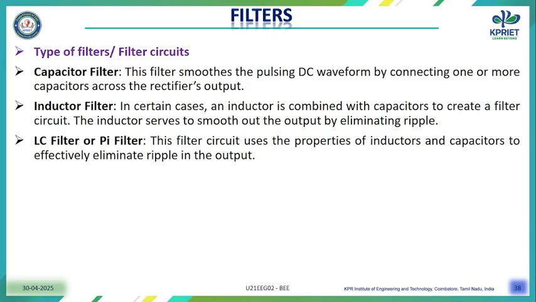Inductor filter. In certain cases, an inductor is combined with capacitors to create a filter circuit. The inductor serves to smooth out the output by eliminating the ripple content. Next, we are going to see the LC filter, which is also sometimes called the pi filter. This filter circuit uses the properties of inductors and capacitors to effectively eliminate the ripple in the output.